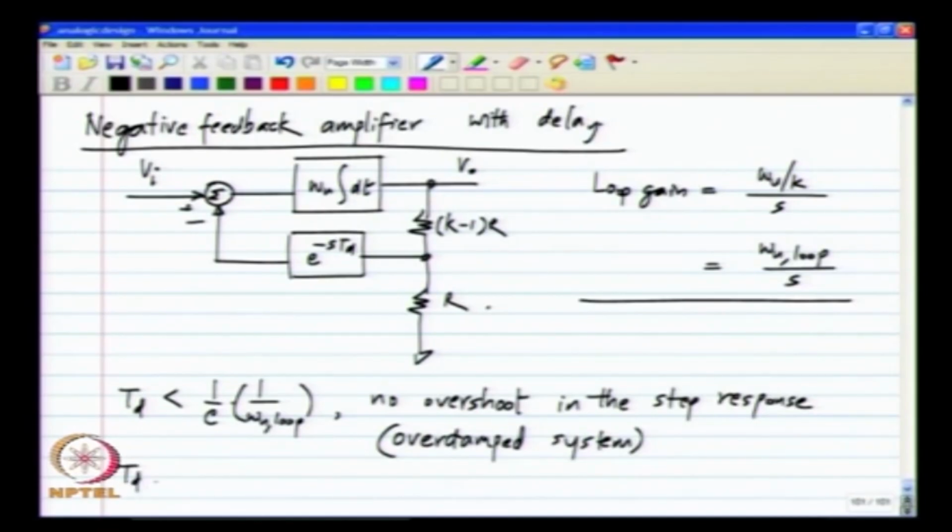For Td equal to 1 by E times the time constant of the loop gain, then there is again no overshoot, and this is the critically damped system. So, this corresponds to the highest delay that you can have without having an overshoot in the step response. It also corresponds to the fastest step response you can have without overshoot. So, that is why it is the critically damped response, okay, critically damped system.